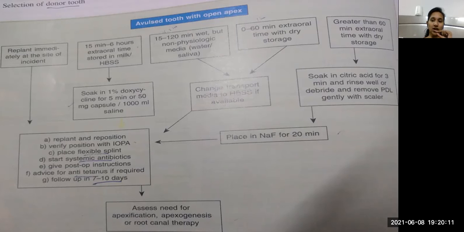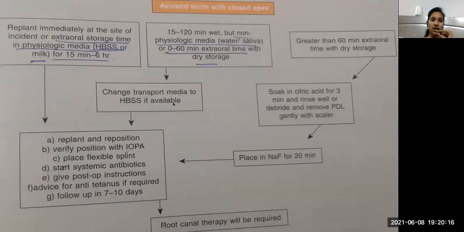So now we have understood the treatment plan of an avulsed tooth with an open apex. If the patient reports with an avulsed tooth which has a closed apex, then all 5 scenarios will be coupled together to form 3 basic scenarios. The first 2 scenarios: if the patient is reporting immediately, that is less than 15 minutes, or if the patient is reporting to your clinic within 6 hours, provided they have stored the tooth in a physiological medium, that is milk or HBSS, then since it is a closed apex, you can replant the tooth immediately.